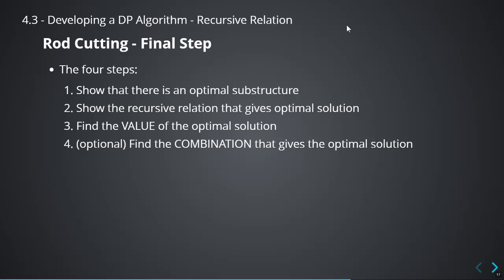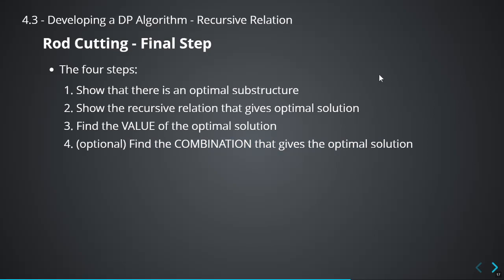Now the final step. We've done 1. That took the longest, right? 2. It's actually pretty easy. I still claim this is the hardest part, number 2. But in this case, it's actually pretty easy. Number 3, find the value of the optimal solution. You do this by coding it and then running the code. And finally, find the combination that gives you the optimal solution.